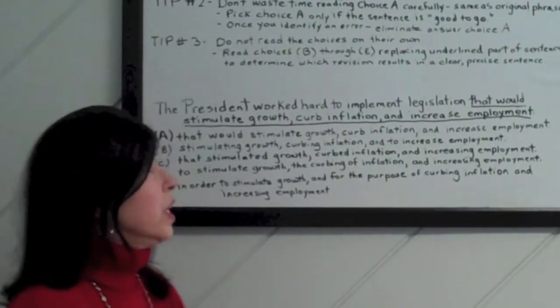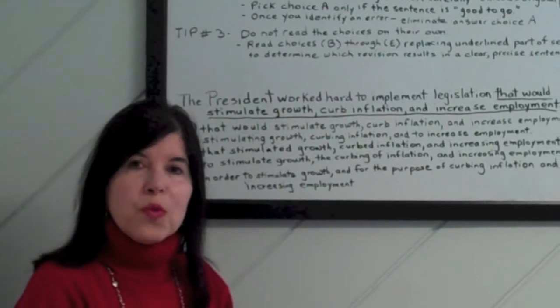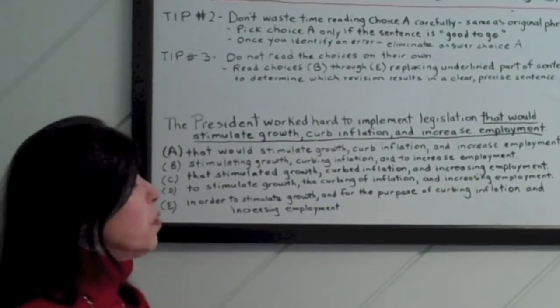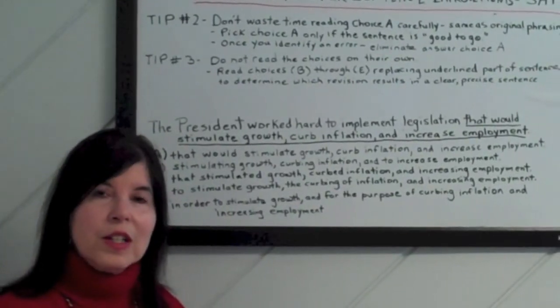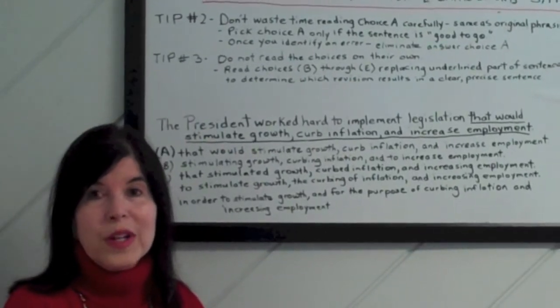Tip number 3. Do not read the choices on their own. Read choices B through E, replacing the underlined part of the sentence to determine which revision results in a clear, precise sentence that meets the requirements of standard written English.